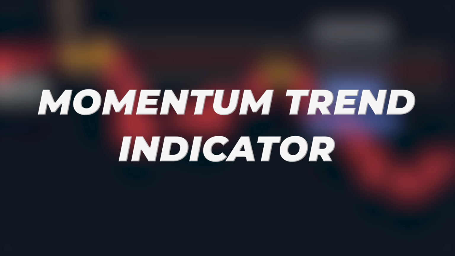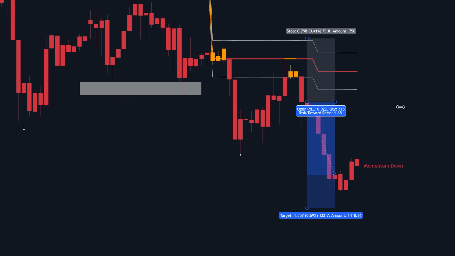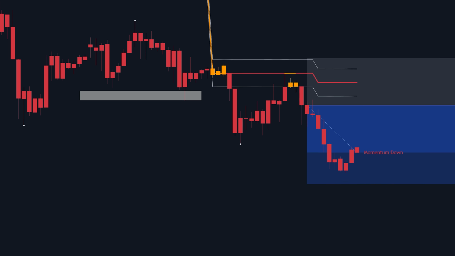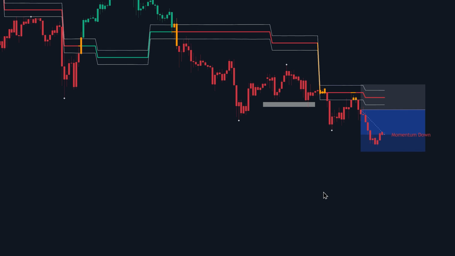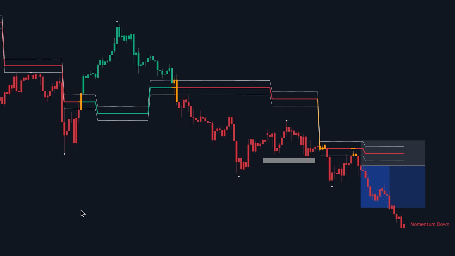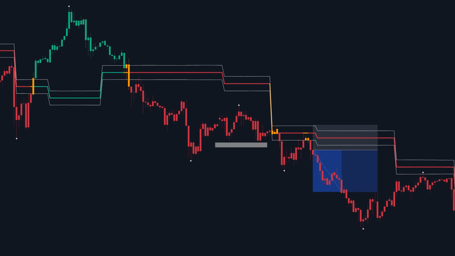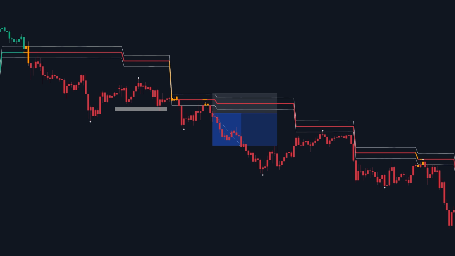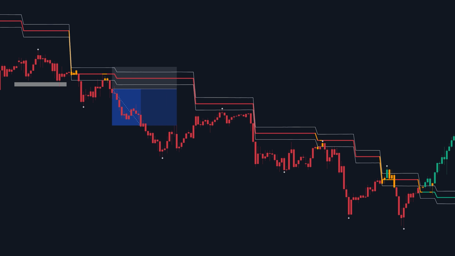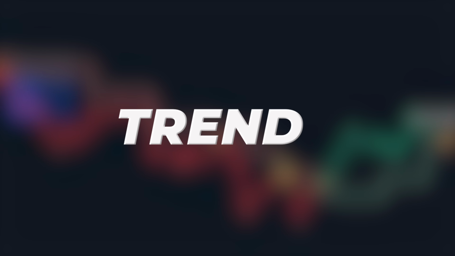In summary, the Step Channel Momentum Trend indicator gives you a really clear visual map of the market phases. By baking structure and volatility right into the indicator, you'll know when to sit out, when to enter with momentum, and when to lean into an established trend, all with a lot less guesswork. It's a clean, powerful tool to have in your setup, whether you're trading trends or breakouts.